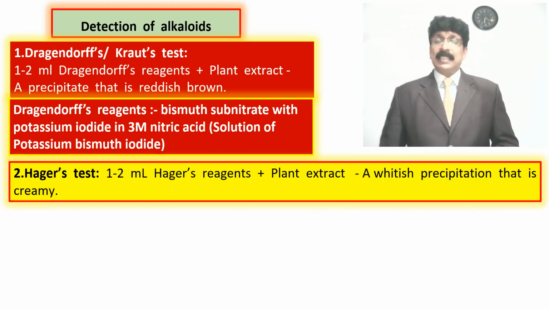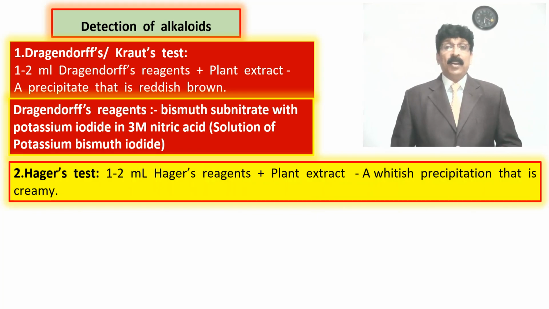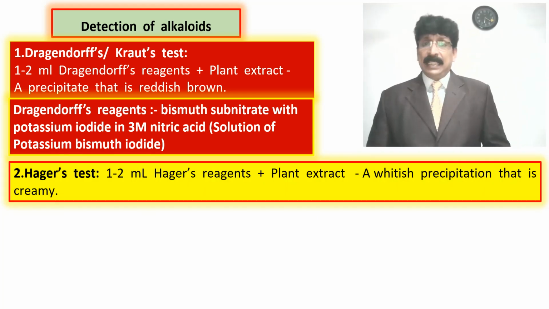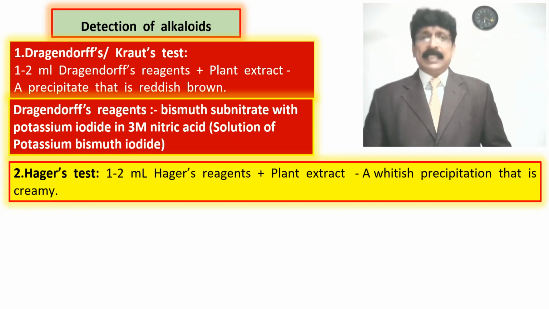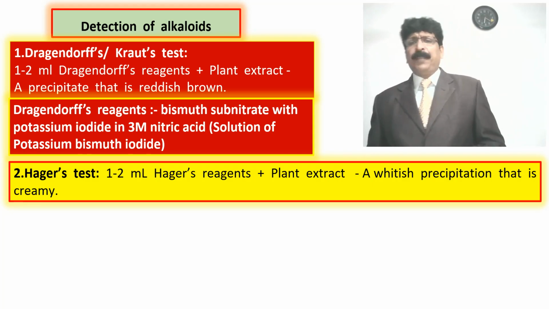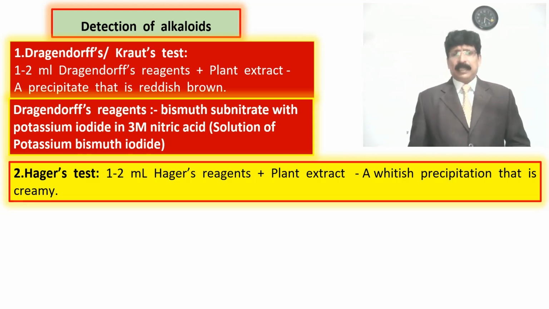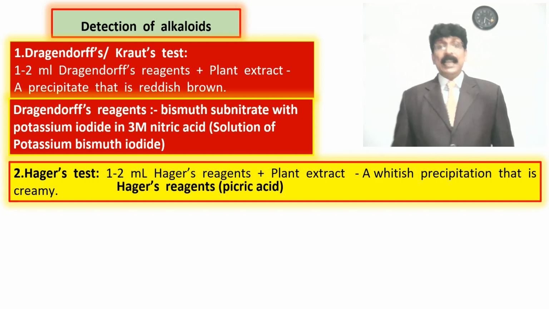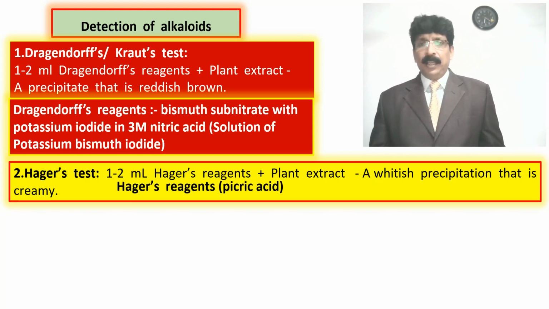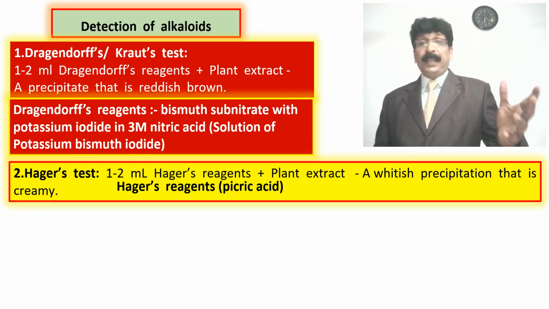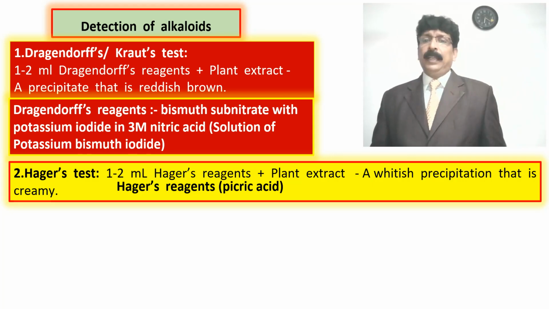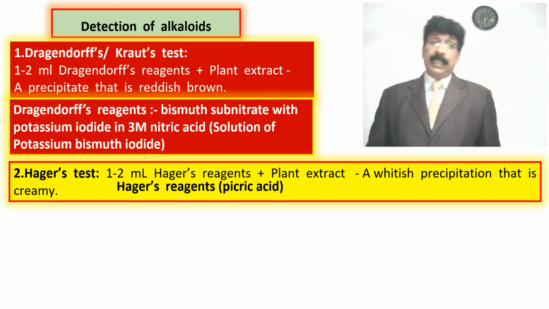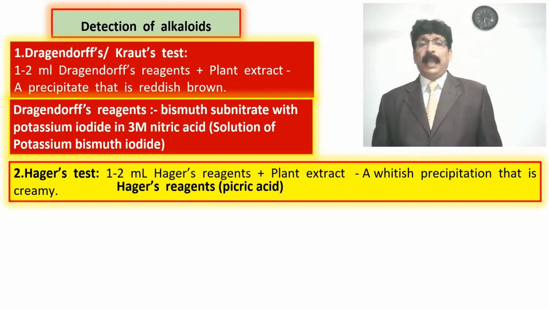Hager's test, number 2 for alkaloids. 1 to 2 ml of Hager's reagent is added to the plant extract, and a whitish, slightly creamy yellowish precipitate is obtained. Hager's reagent means picric acid. It is already a dark yellowish color, which gives a precipitate, and the color is different in a qualitative test that you know very well. When you do it in the lab you can understand.